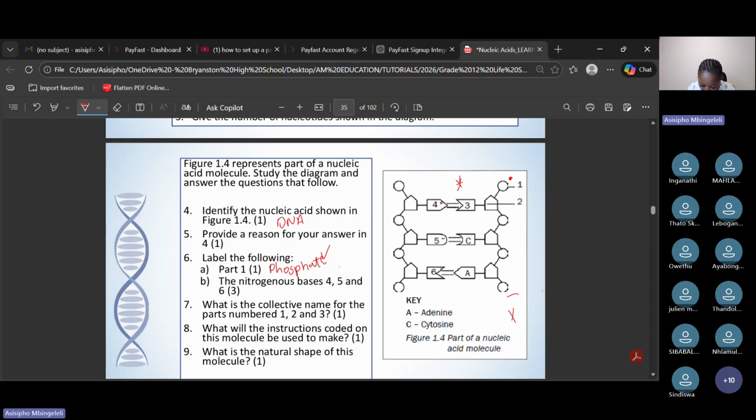Okay, let's figure this out together. So you are saying 4 is what? Guanine, so that's G. 5 is also G, and then 6 is T. All right, do you guys agree with these bases?